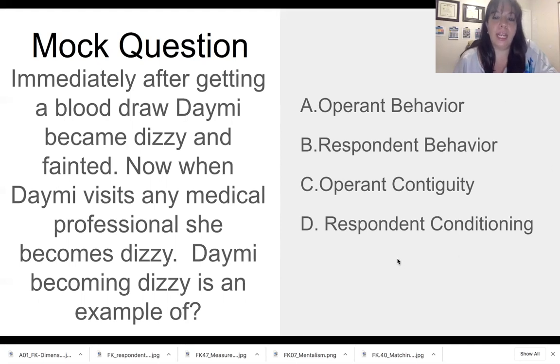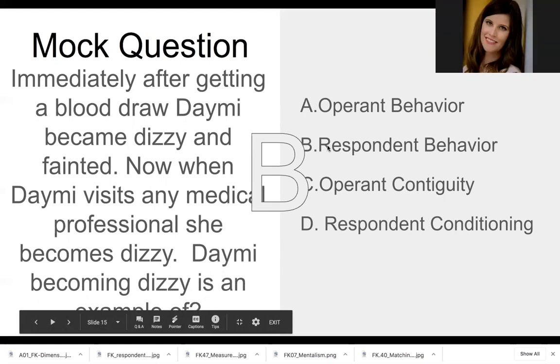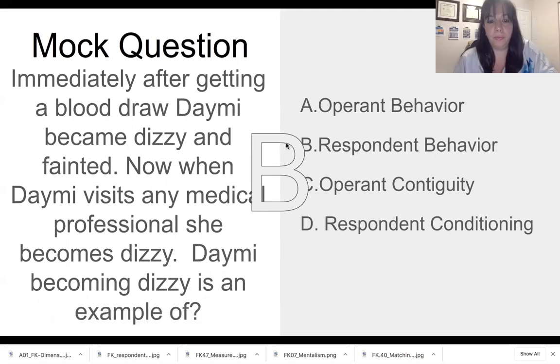All right, so same thing goes for this one. This one is specifically looking at the behavior. Daymi becoming dizzy is a behavior. So it says Daymi becoming dizzy is an example of, so that would be B. Does anybody have a question about this?